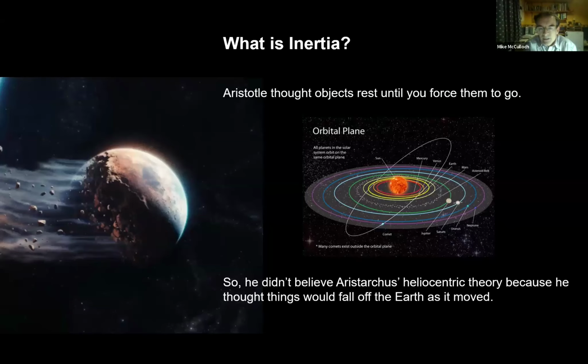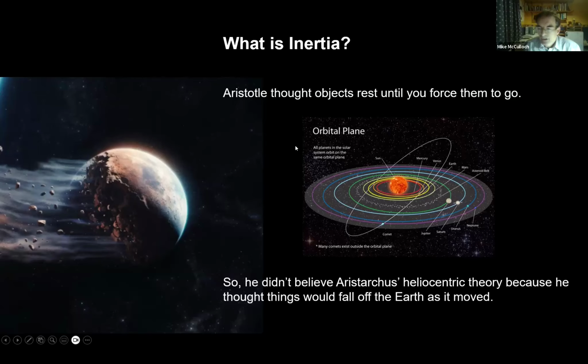So what is inertia or inertial mass? Well, a long time ago, of course, Aristotle thought objects tend to stay at rest until you force them to go. And that's kind of the obvious first impression people have, because most things are subject to friction. So he didn't believe it when Aristarchus proposed his heliocentric theory, saying that all the planets rotate around the sun, as shown in this diagram, sun in the center, the planets orbiting, because he thought that things would fall off the planet in its motion if they tended to stay at rest, like as shown here.